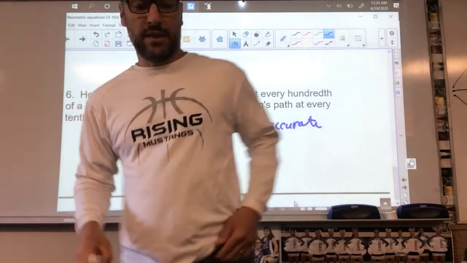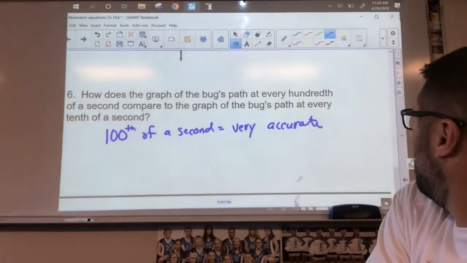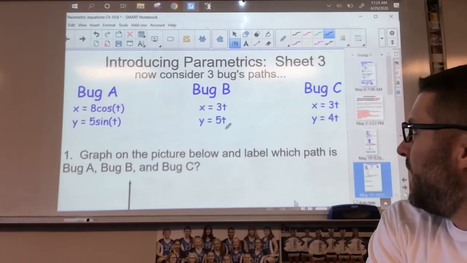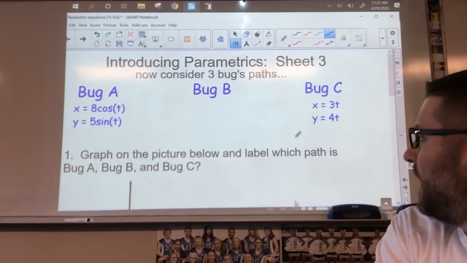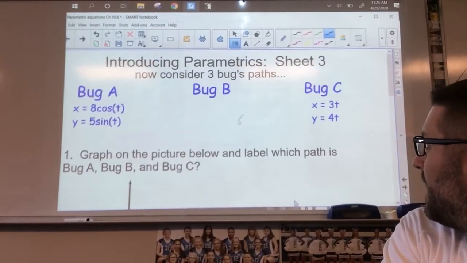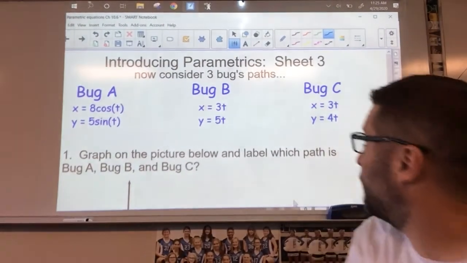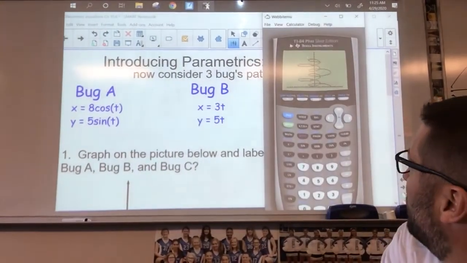Okay, and I think we only have one more. Let me see. We got one more to do. And let's watch this. We're going to graph bug A, bug B, and bug C on the same coordinate graph. And we'll watch one more bug race here.